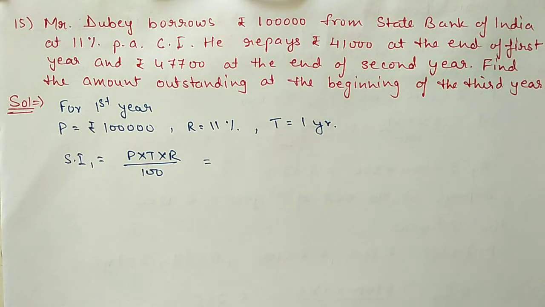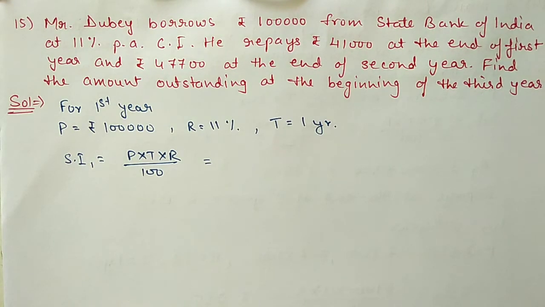Next question number 15. Mr. Dubey borrows 1 lakh rupees from State Bank of India at 11% per annum compound interest. He repays 41,000 at the end of first year and 47,700 at the end of second year. Find the amount outstanding at the beginning of third year.